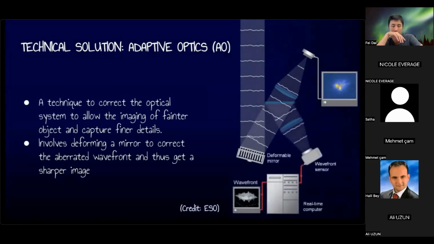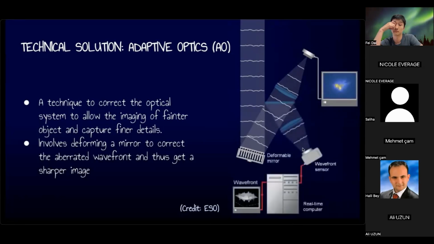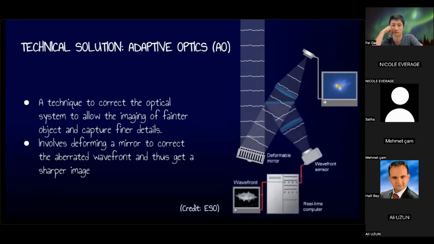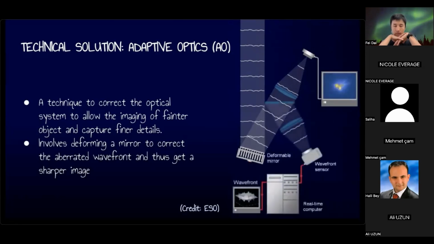The wavefront is split into two parts by the beam splitter right here. One part of the wave goes to the detector, the other part to the wavefront sensor. A wavefront sensor measures the distortions in the wavefront, and accordingly, the mirror can deform or change its shape to correct for these distortions. In the end, the corrected wavefront enters the detector, which gives a sharper image, as you see on the little computer screen.